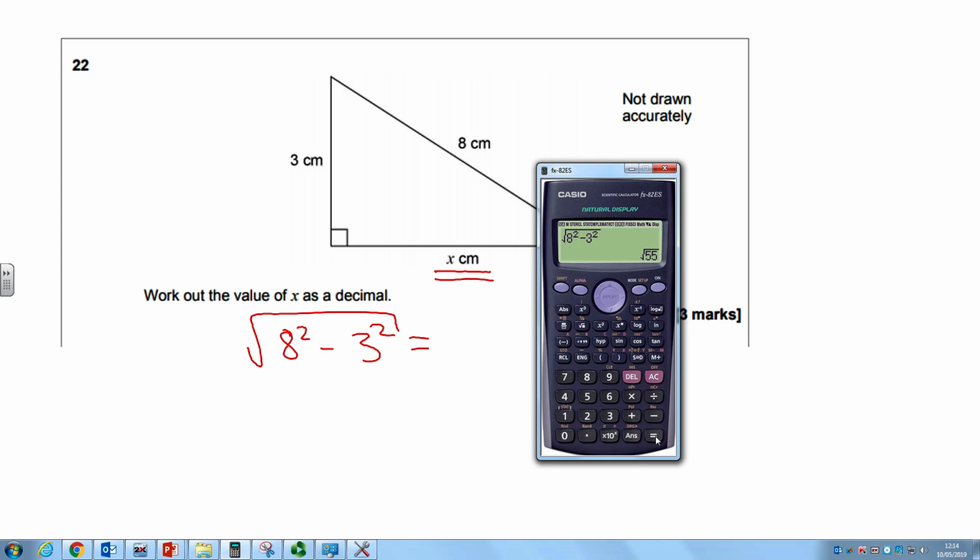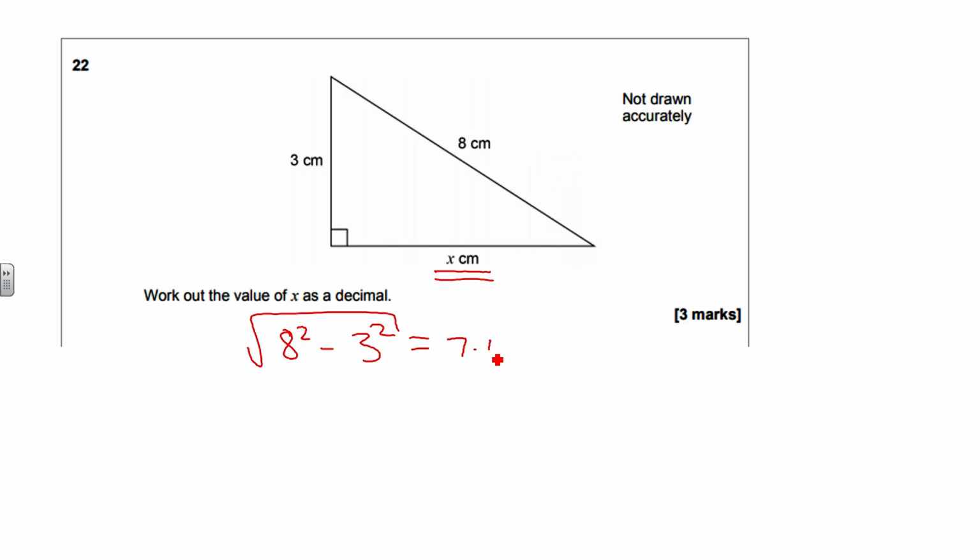So it's given us root 55, but we want a decimal, so the S-D button is our friend. 7.416198 and so on. So let's just round it to a couple of decimal places. 7.42 centimetres.